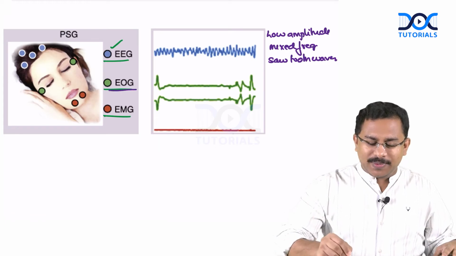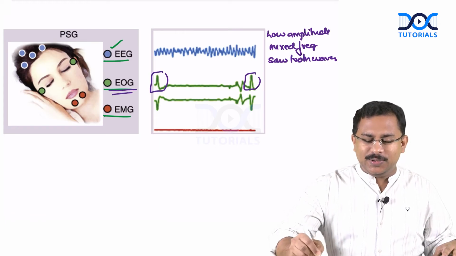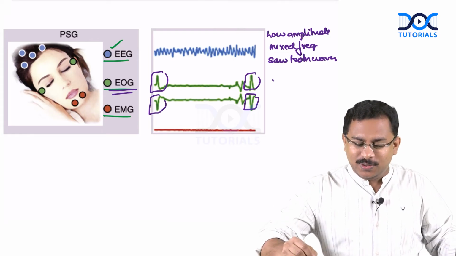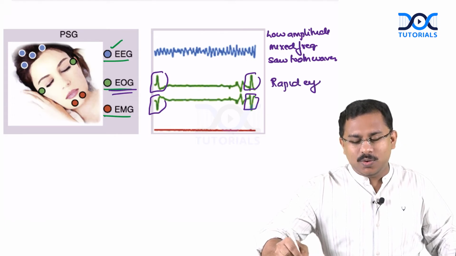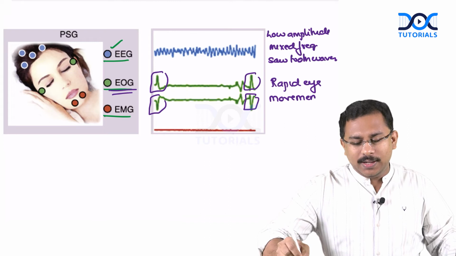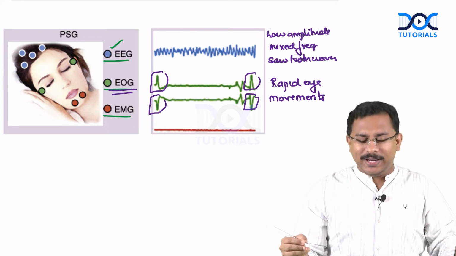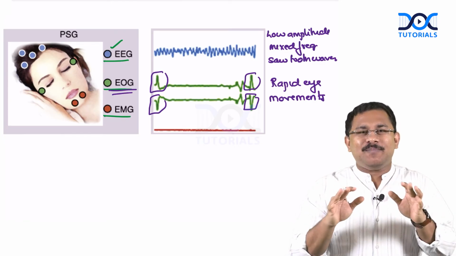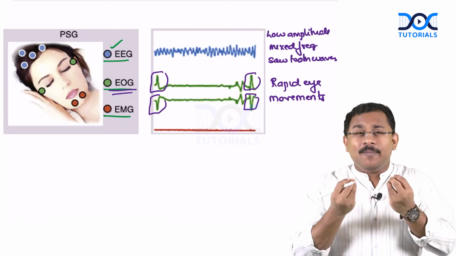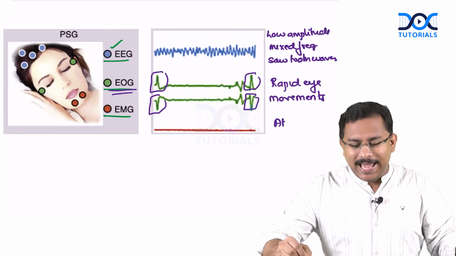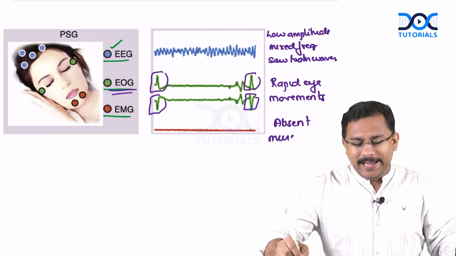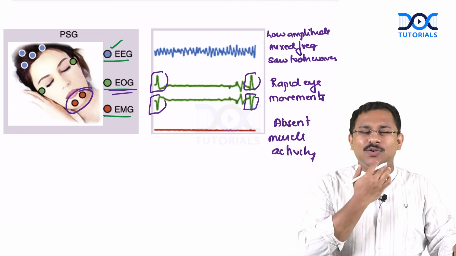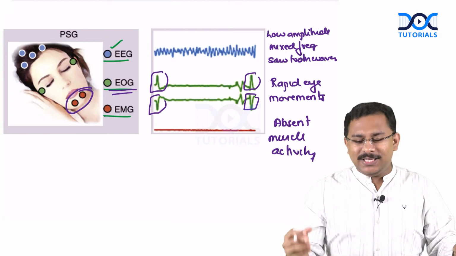And in EOG, you are seeing the deflections here. So you are going to get rapid eye movements in the EOG, electrooculogram. And in EMG or electromyogram, there is absent muscle activity, or I can say that there is muscle atonia. So you have the chin electrodes which are placed on the chin for the EMG recording.